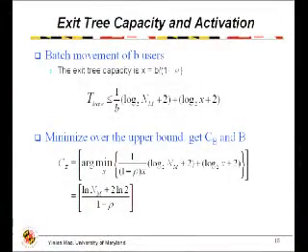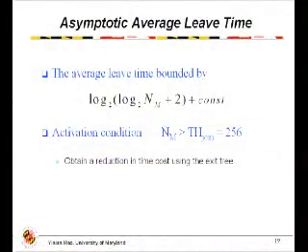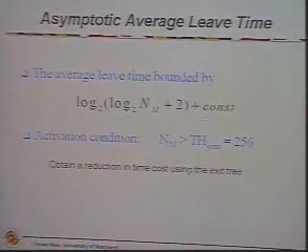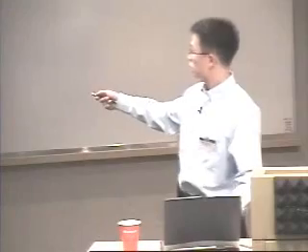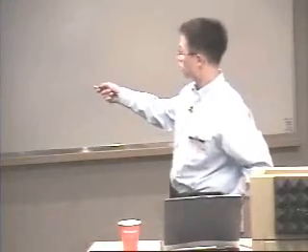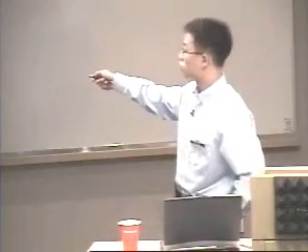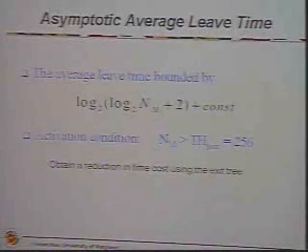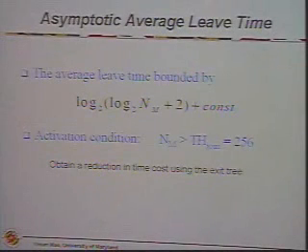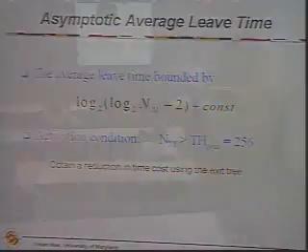So by substituting this C sub E into this upper bound, we can see the average leave time is also bounded by this thing. It's a constant part plus a part that grows with the group size. And again, it's the log-log scale of the group size. Similarly, we determine an activation condition for the exit tree. Whenever the group size is larger than 256, this number is much, much larger than the join tree case. That's 8, if we remember. Then this is a threshold group size to use the exit tree.